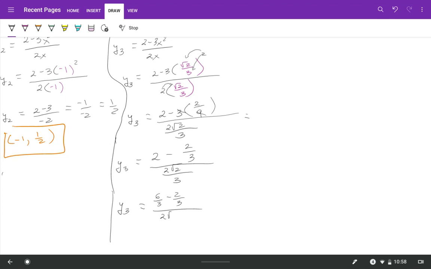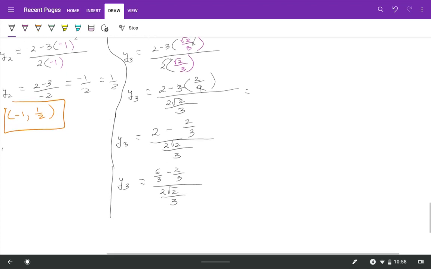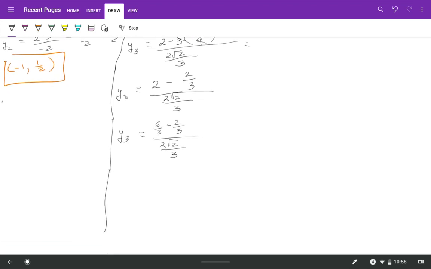Divide by 2 radicals of 2 over 3. Again, maybe I show my work in way too much detail, but I want to make sure that you guys see where the solution comes from. So now we can subtract the fractions. 6 minus 2, you have 4 thirds divided by 2 radicals of 2 over 3. Now you need to simplify that.